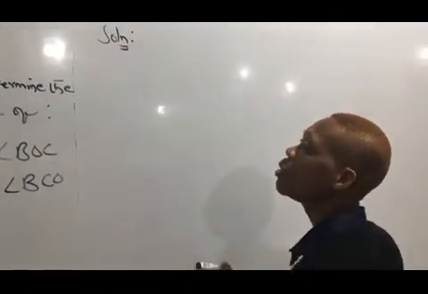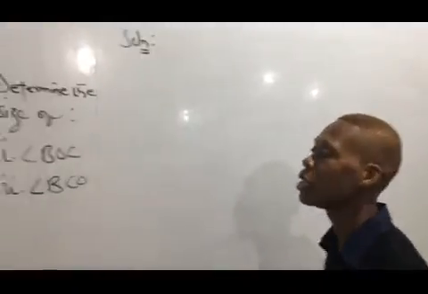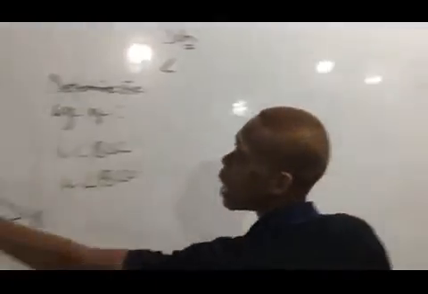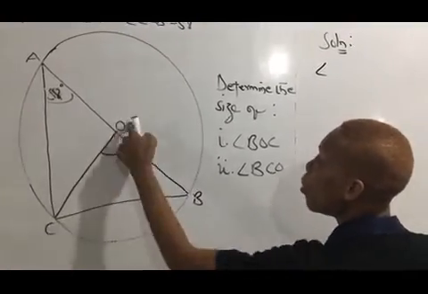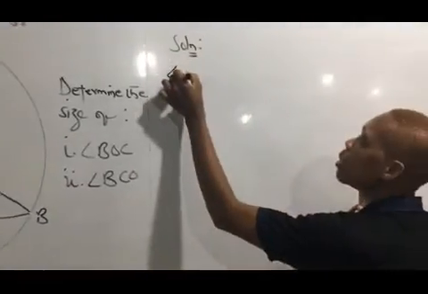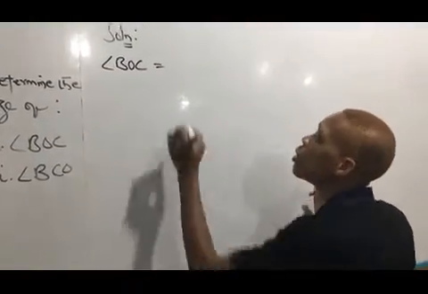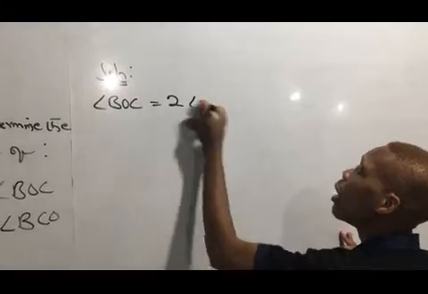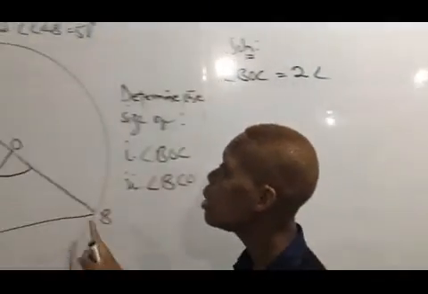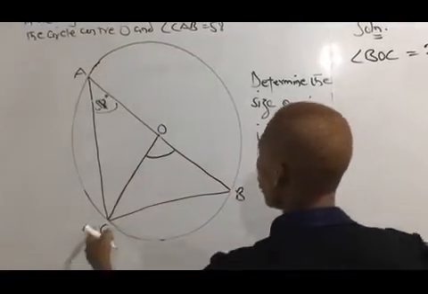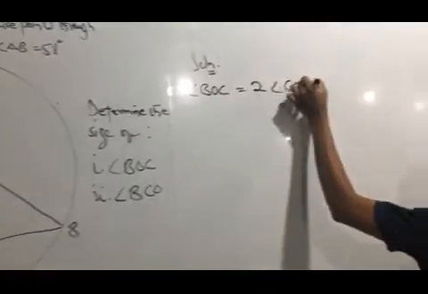So in my solution, theorem 1 is telling me that the angle at the center is twice the angle at the circumference. So I know angle at the center is angle O. So either I say BOC or COB. So angle BOC is equal to twice the angle at the circumference. Angle at the circumference is angle BAC or CAB. So it's twice angle CAB.